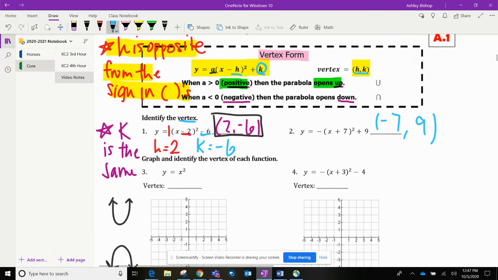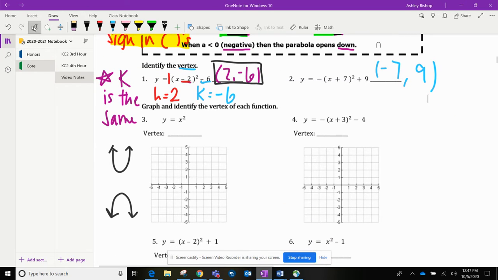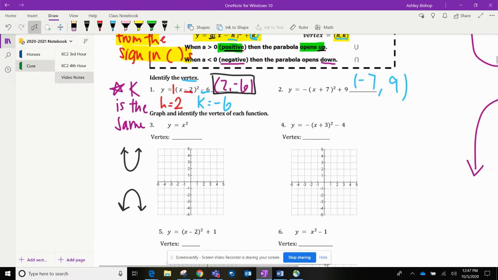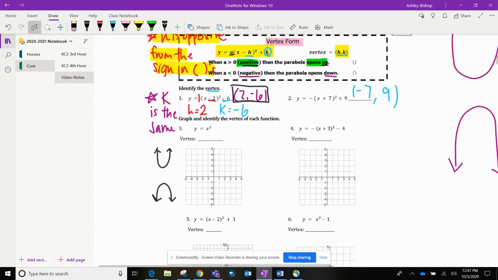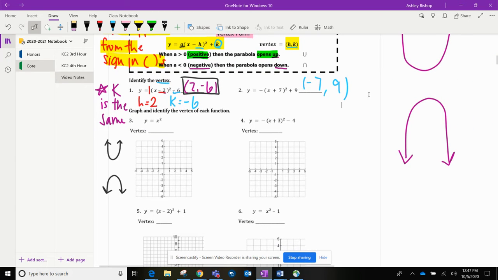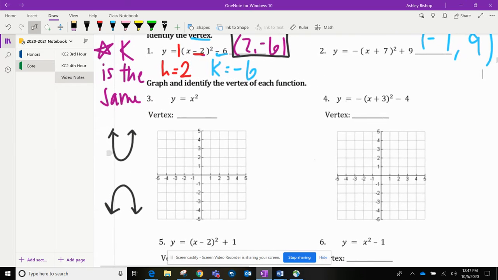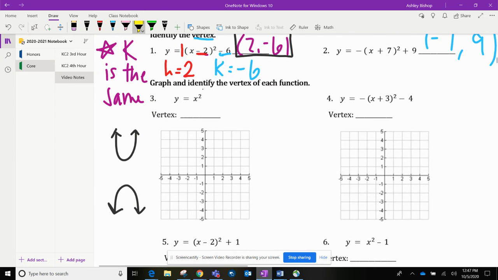All right, so we did 1 and 2, and questions 3, 4, 5, and 6 are very similar. I'm going to show you a couple cheats and a couple ways to do it authentically. But we are going to graph and identify the vertex of each function. So now we're going to graph them.